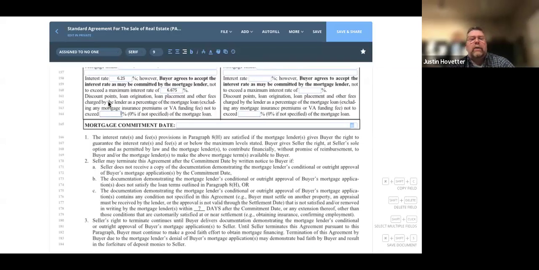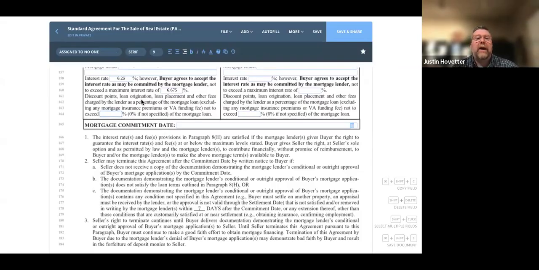This is very seldom used that I've seen, that folks put stuff in that line. It's not very common in our market. I would see that more commonly in very high interest rate environments. It gives folks the right to buy down the mortgage loan. I'm not going to get into the weeds on that at this point.